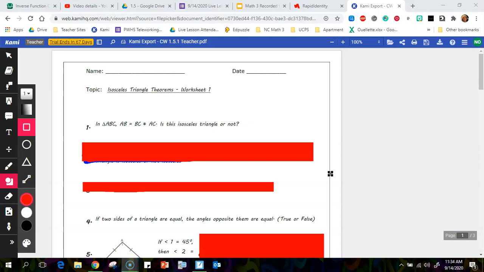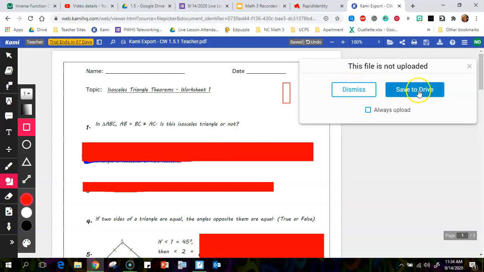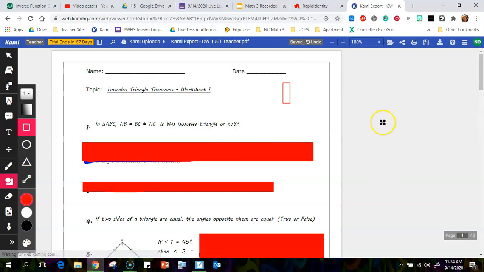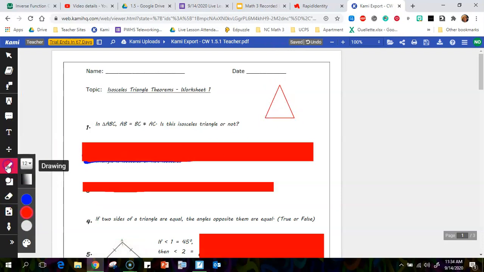Okay, so let's start with the Isosceles Theorem first. This is worksheet 1, and we'll just start with number 1. Number 1 says in triangle ABC, and I'm just going to draw a triangle and label it A, B, C.